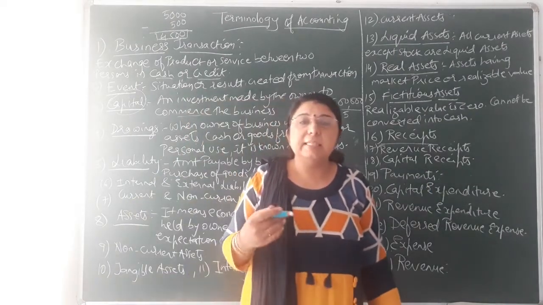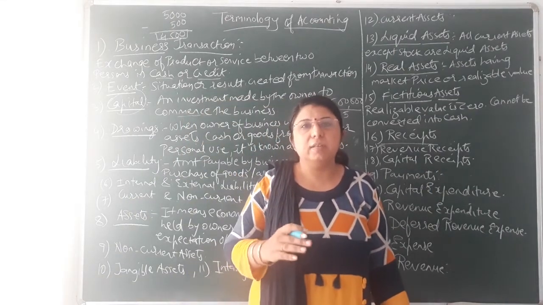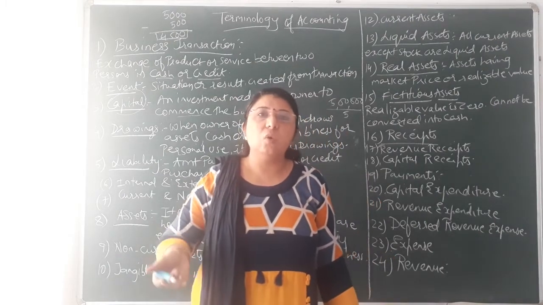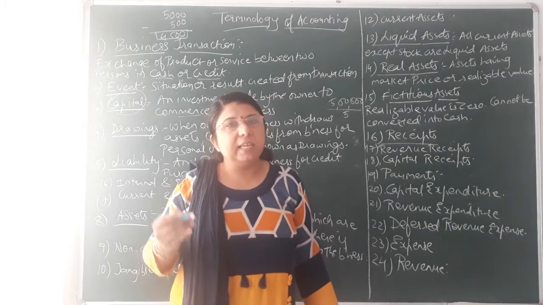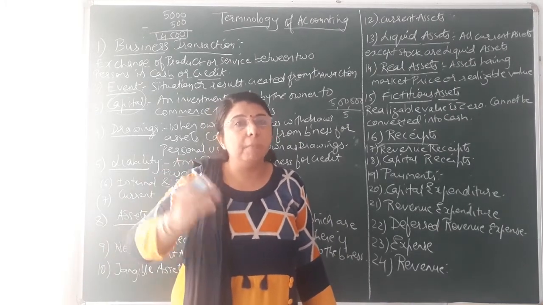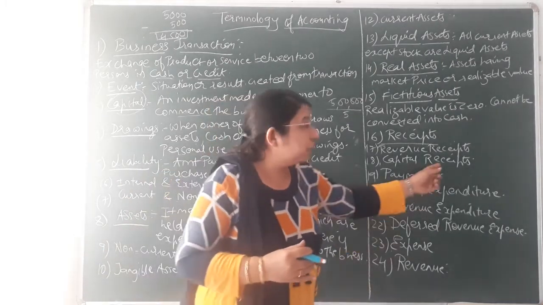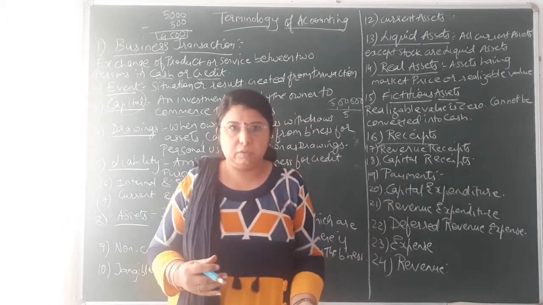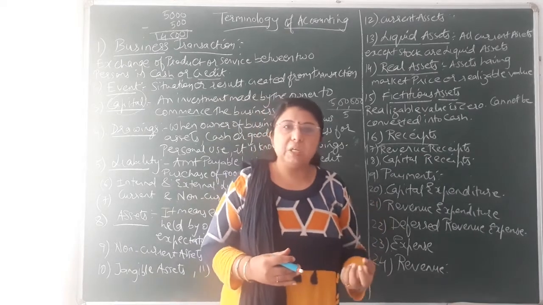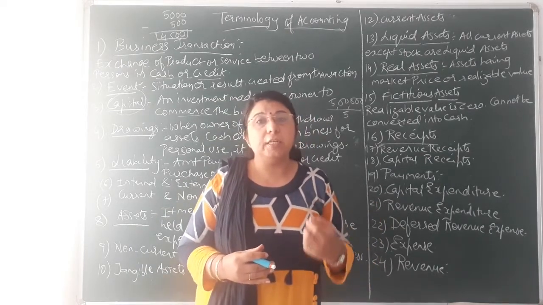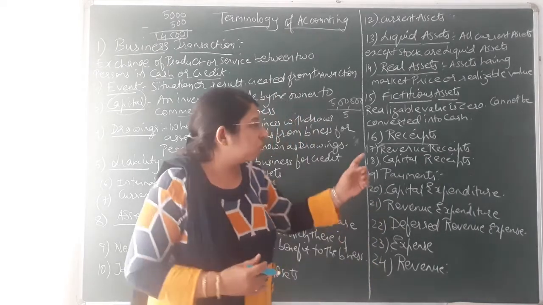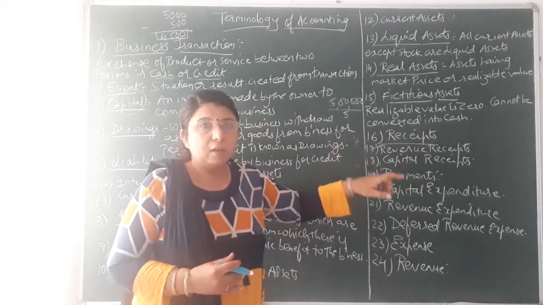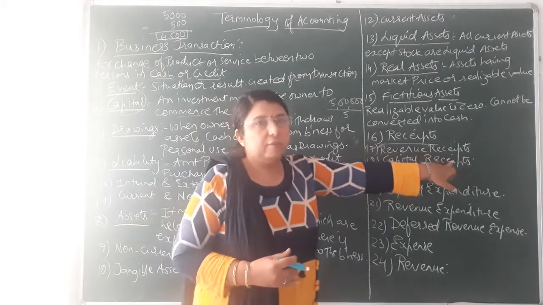Suppose we are selling an asset. After 5 years, the asset has become old or worn out, and we need to purchase a new one. So we sell the old one, and by selling that old asset, we get money. That becomes our receipt, but it is called capital receipt because we are not selling assets every year. So that type of receipt is not generated on a regular basis. That's why it is called capital receipt. And the receipt that is received on a regular basis is called revenue receipt.